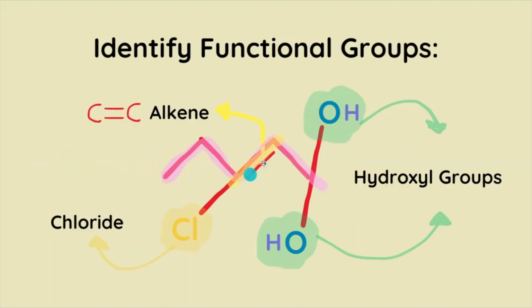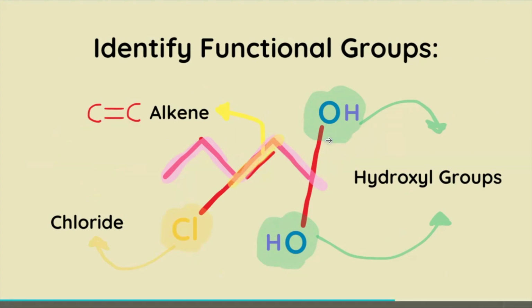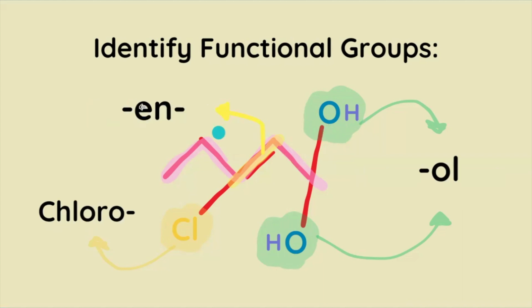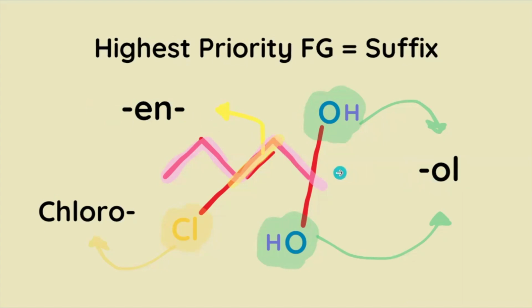Here is what we call an alkene, a carbon-carbon double bond, a chloride, as well as 2 OHs called hydroxyl groups. The names of these groups are ene for the double bond, the alkene, chloro for the chlorine atom, and ol for hydroxyl. It is important to mention that the rules of IUPAC naming prioritize the hydroxyl group over the other 2, so it will be a suffix rather than a hydroxy prefix.